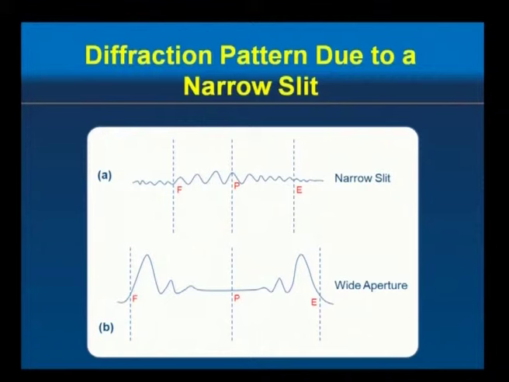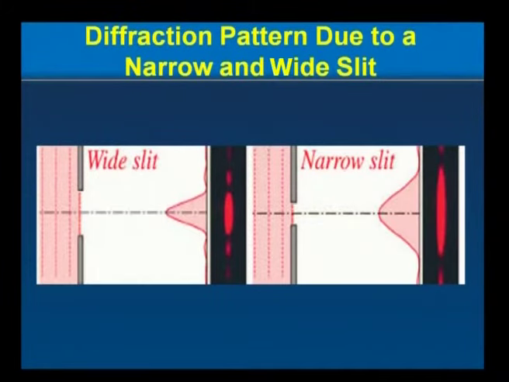In such a case, the light intensity will not be varying as shown here. Instead, it will be almost uniform, okay. The light intensity will be almost uniform when you have got a wide aperture. So, these are the things which are to be borne in mind, okay.